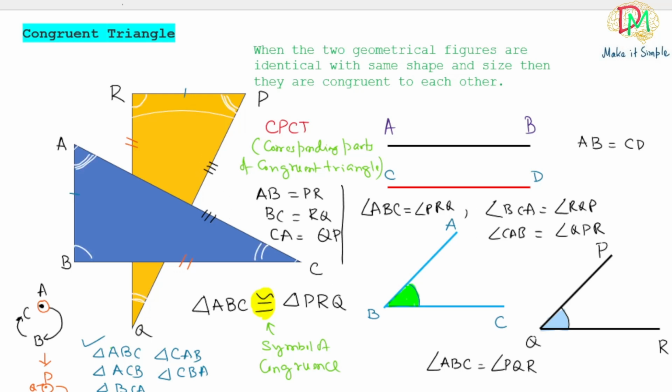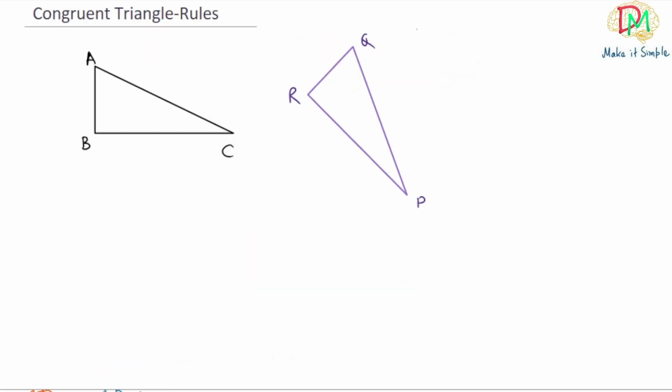Now verify this. Next we learn the different rules of congruency of triangles. So the first rule is SSS. This is the sides rule, and this rule is applicable when the three sides of a triangle are equal to the corresponding three sides of the other triangle. Then we can say these two triangles are congruent to each other.